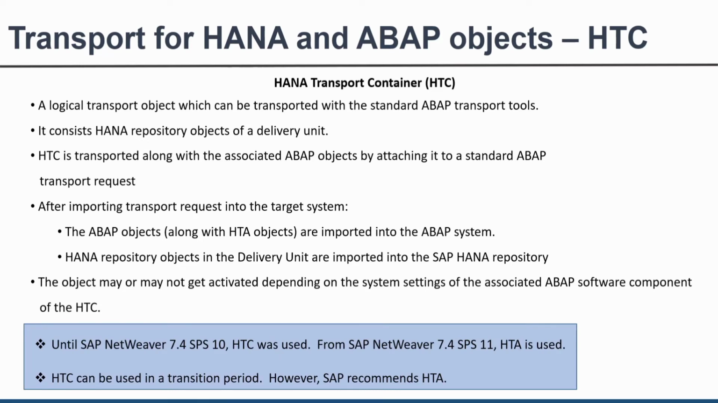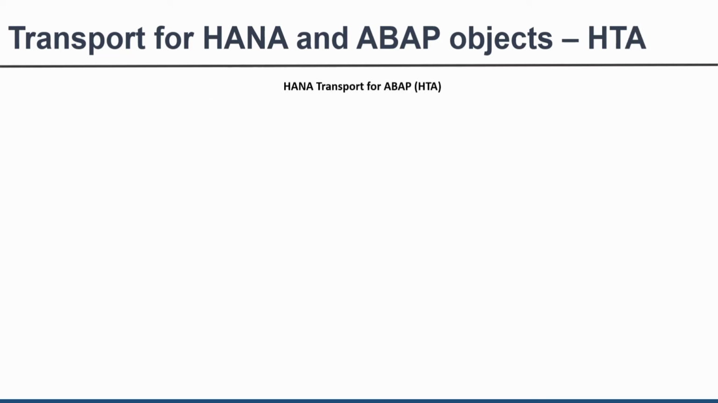Since SPS 10 onwards, SAP says that HTC is now outdated and you can go for a new tool, that is HTA, HANA Transport for ABAP. However, HTC can be used in the transition period, and SAP recommends going for HTA. So here you can see what HTA is and what the features of HTA are.